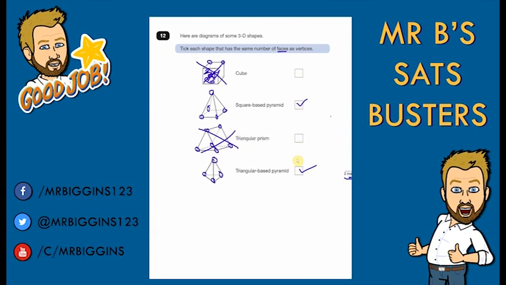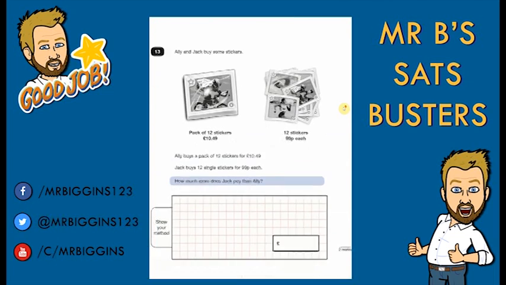This one's 2 marks, okay? So if you only ticked one and nothing else, so you just ticked this one here and you didn't tick anything else, you get 1 mark. If you tick both of these and one of the other ones, you would get 1 mark. If you tick 2 of the other ones, you won't get any marks at all. Okay, but obviously if we know our properties of 3D shapes, we'll get it right anyway.